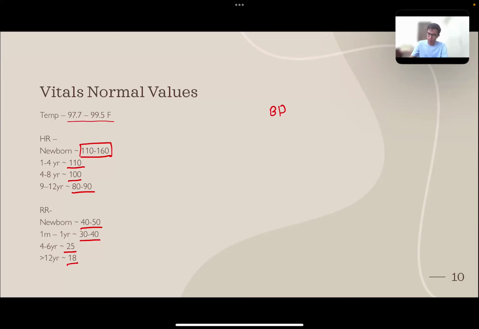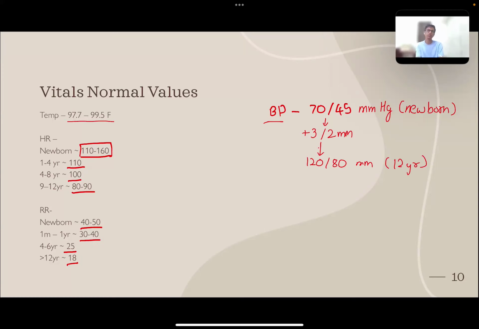Then comes blood pressure. In a newborn, the blood pressure would be 75/45 mmHg. Then every year, you add 3 mm in systolic and 2 mm in diastolic to get the normal blood pressure value until you reach 120/80 mmHg at 12 years of age. So this is another way that you can find out the normal BP. And just in case you don't get time to measure the actual BP, you can write this. Then you have to mention capillary refill time. The normal value is less than 3 seconds.